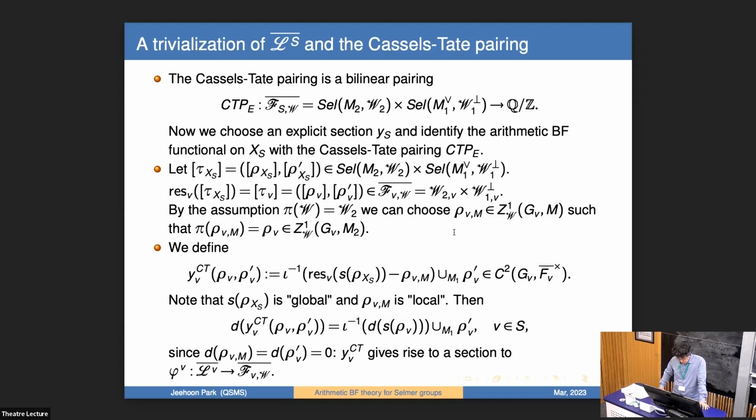All right. So given rho x_S and rho x prime, rho x_S is in the Selmer group, and rho x prime is in that Selmer group. And then you choose a section S and restrict to F_V. Then this rho_VM exists because of that exact sequence. You have an exact sequence, and that exact sequence guarantees the existence of the lifting of that. So that's how I wrote it down. Rho_V pi, rho_VM is this. Then you take the difference. Then you can check that this is actually a section of that line. That's the construction.